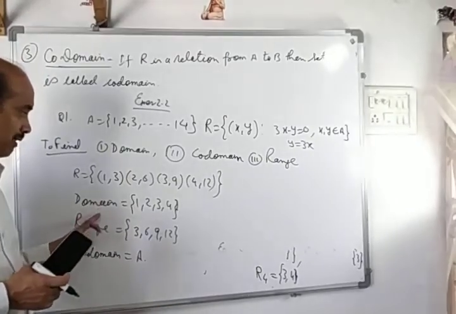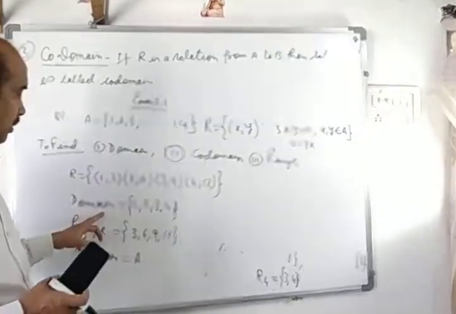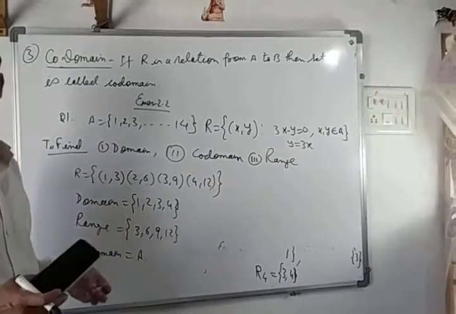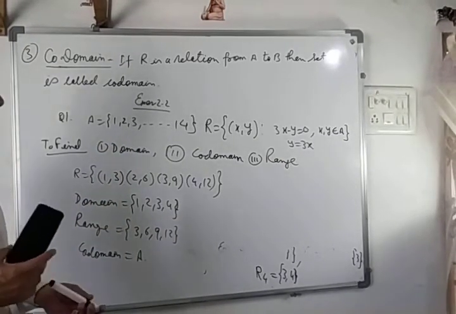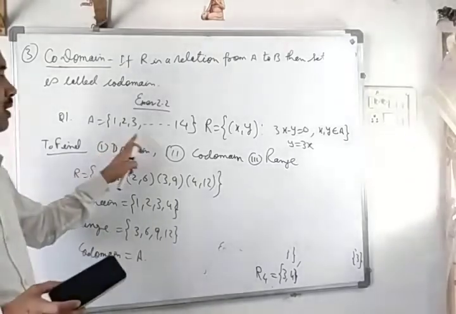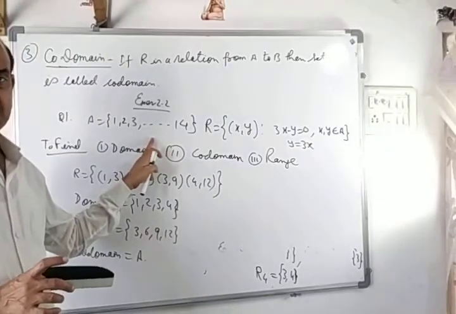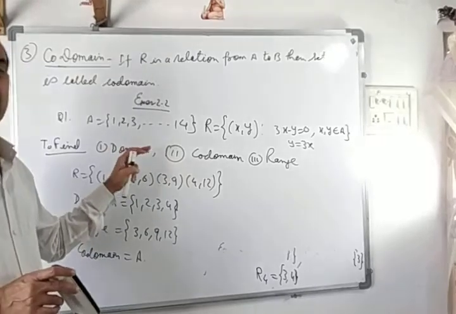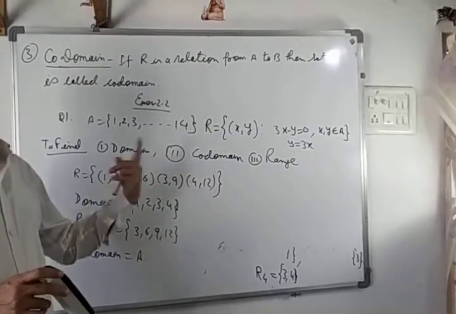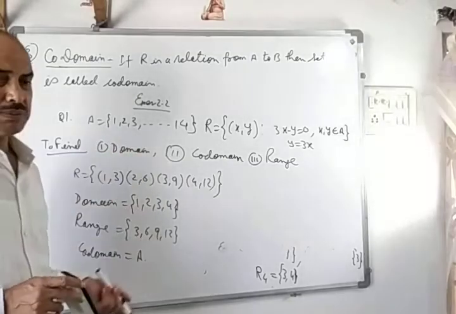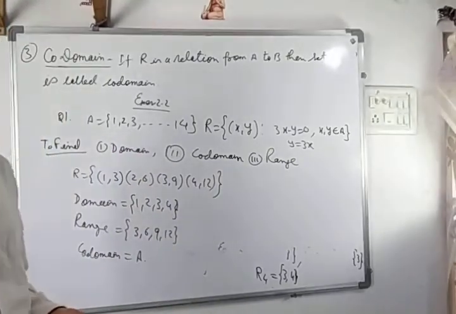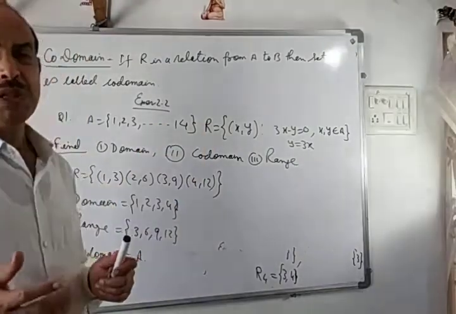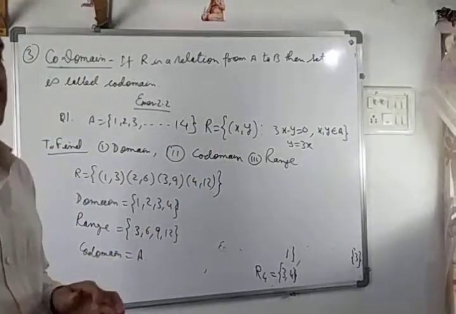Now see, domain is a subset of A, and range is a subset of A. So in the general case, domain is always a subset of the first set and range is a subset of the second set. Luckily here both are the same. So we are discussing only the first question. The remaining questions are quite simple. You can easily find out their answers.